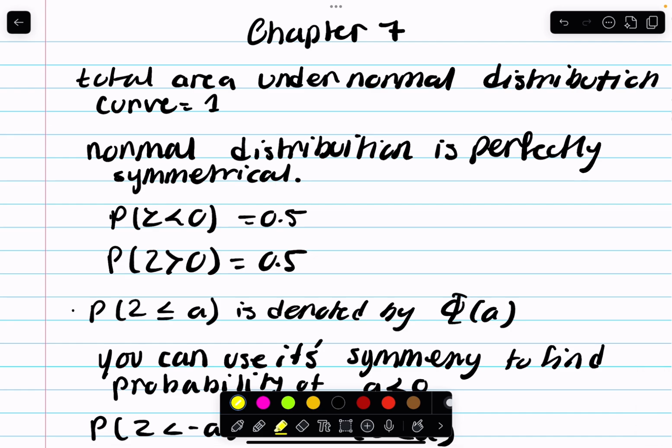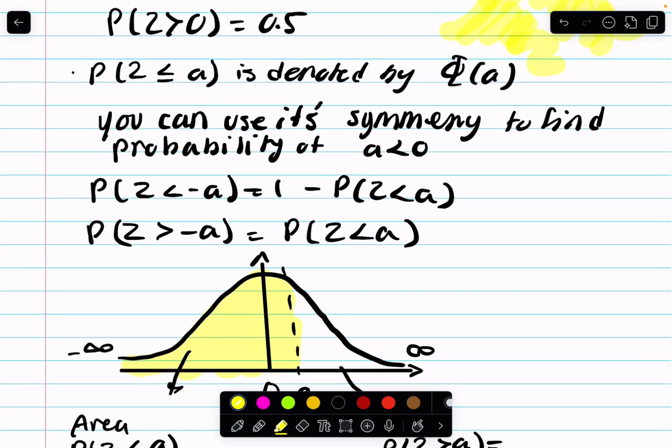Chapter 7. The total area under a normal distribution curve is always 1, no matter if it's coded or not. The normal distribution is perfectly symmetrical, no matter if it's the original or standardized. So if this is my x, and this is my z, the probability of more than z and the probability of less than z is always going to be a half and a half, because z is exactly in the middle and they always add up to 1. So the probability that z is smaller or equal to a is defined by that symbol of a. Again, not given, just memorize it, please.